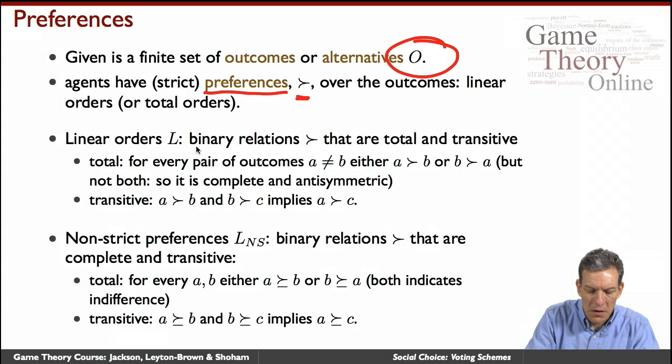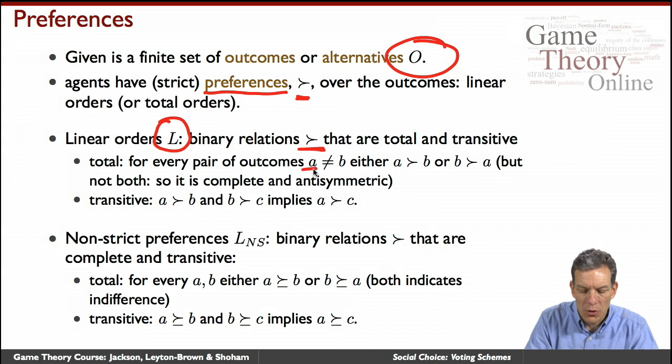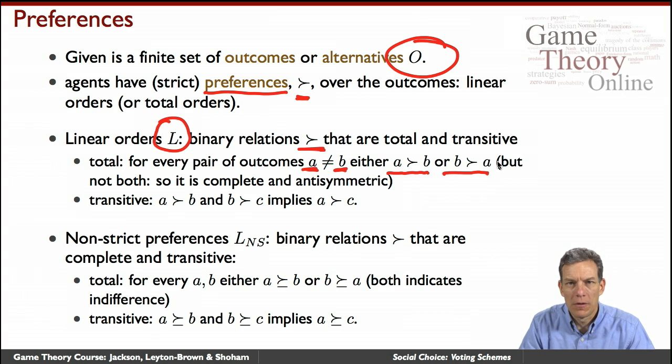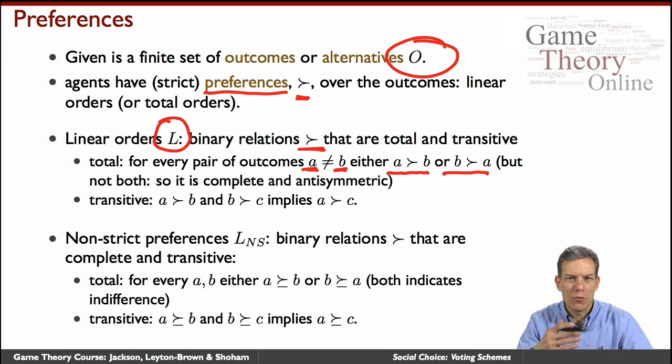A linear order, and the set of linear orders will be denoted by L, is a binary relation which is total and transitive. What does that mean? If you look at any two alternatives, any two outcomes, A and B, that are not equal to each other, then either A is preferred to B or B is preferred to A, but not both. So, first of all, I can tell you which of the two I prefer, and I'm not indifferent. One part about a linear order is that it's a strict ordering. I'm never going to be indifferent.